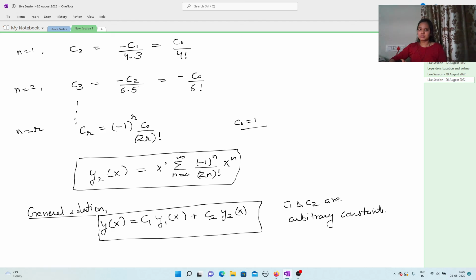In that tutorial session, we will do one more problem of Frobenius series solution, where we have equal roots. Here we got k as 1 by 2 or 0, and we will see a problem where both k1 and k2 are equal, and how we find the solution for that.